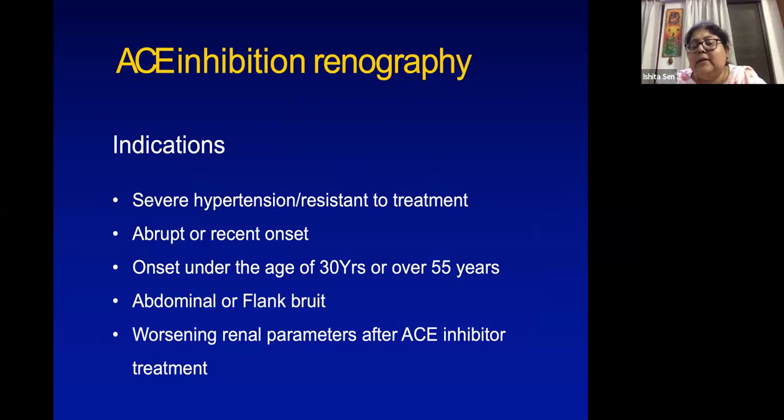So in India, above the age of 55 years, the most common cause of renal artery stenosis is atherosclerosis. In a young patient, while in the West it is fibromuscular dysplasia, in India it is still tubercular aortoarteritis which is the major cause of renovascular hypertension.